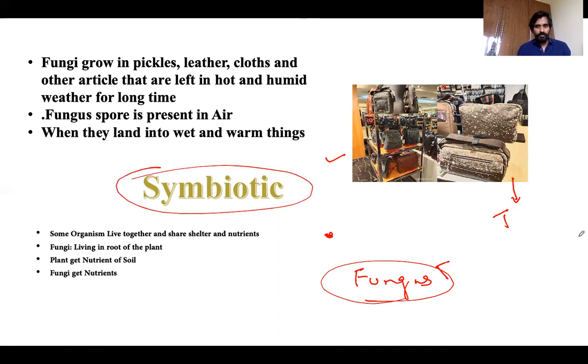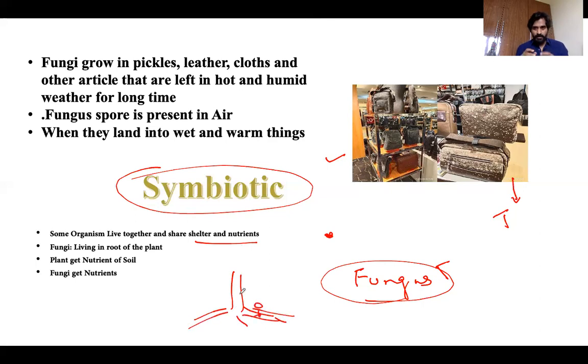Let's talk about symbiotic. Though we'll talk about all the relationships in detail, for the sake of completion, we'll talk. Look, some organisms live together and share shelter and nutrient. Everything they share, right? The example is, okay, there are some fungus which live in the root of a tree.